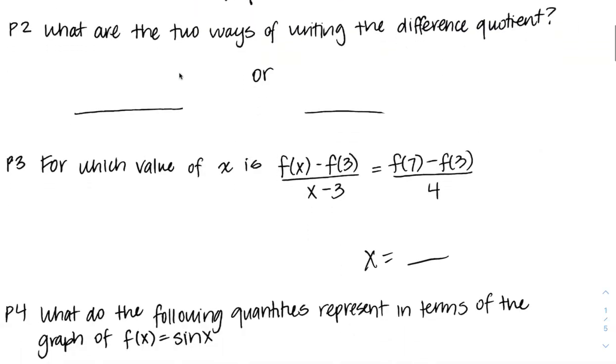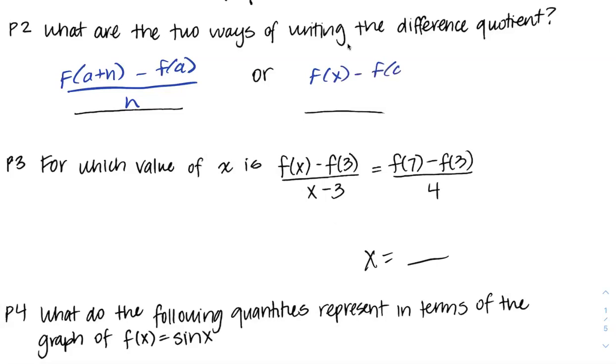What are the two ways of writing the difference quotient? So again, since it's memorization, the first way to write a difference quotient is f of a plus h minus f of a, all over h. And then the other way to write a difference quotient is f of x minus f of a over x minus a.